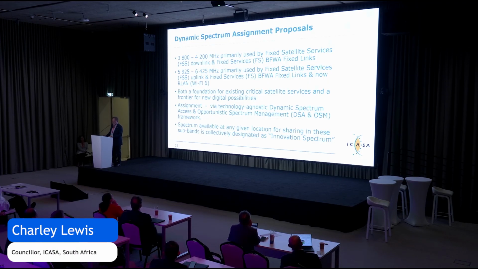The lower 6, primarily also used by fixed satellite services, but for uplink, also some broadband fixed wireless access in the band, and more recently RLAN, where we actually moved to open up the lower 6 gigahertz for Wi-Fi networks. So those two bands are seen as a foundation for existing critical satellite services. The FSS needs to remain in place, but it is also an area of new digital possibilities.